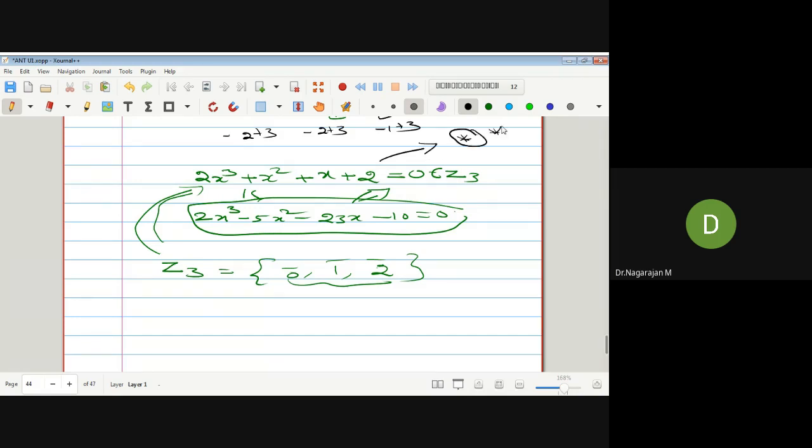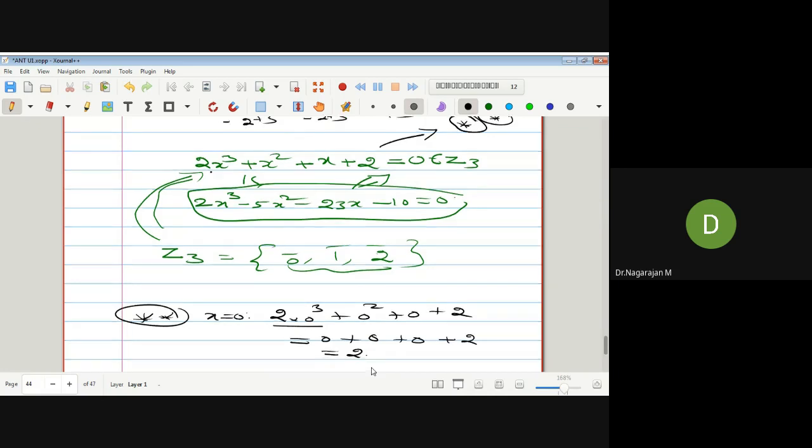Here I am using that double star equation. Therefore, I want to put x equal to 0. X equal to 0 means you put 2 into 0 cube plus 0 squared plus 0 plus 2. Simplify this one: 0 squared, 0 cube, 0 plus 0 plus 2. That is equal to 2.